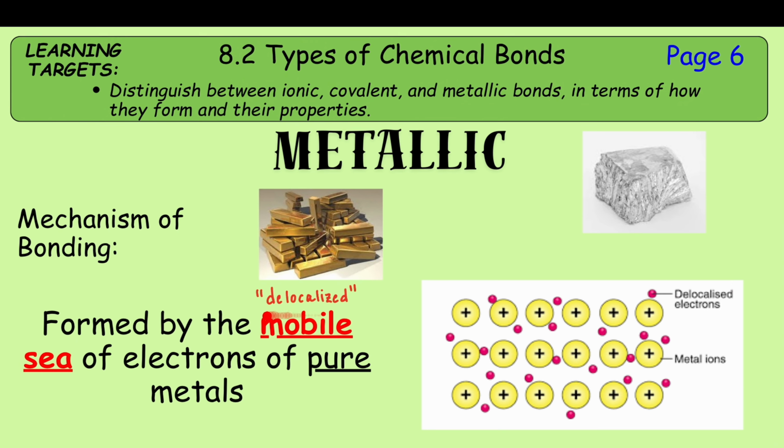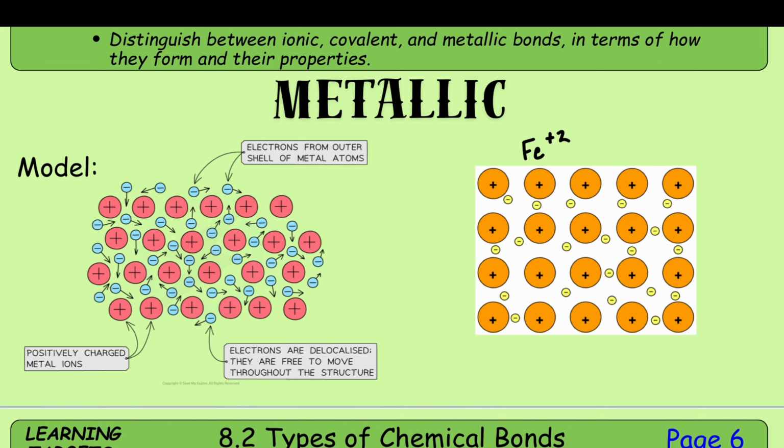You might see the term mobile sea of electrons referred to as delocalized electrons. This just means that they're not localized. They are not staying in the same place. The electrons are moving all throughout around those metal ions. The model will typically look like this, where you have your metal ions and then shown are these moving electrons all throughout. Mobile sea of electrons.